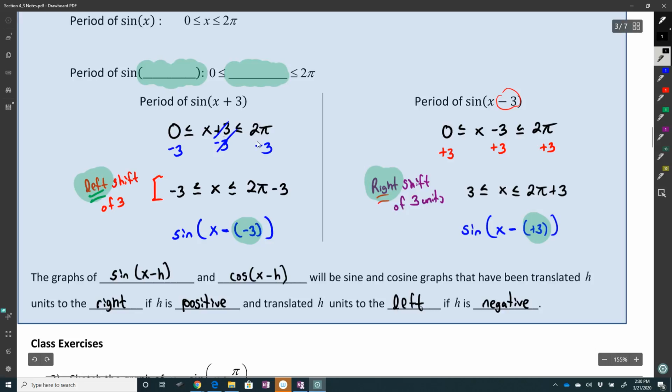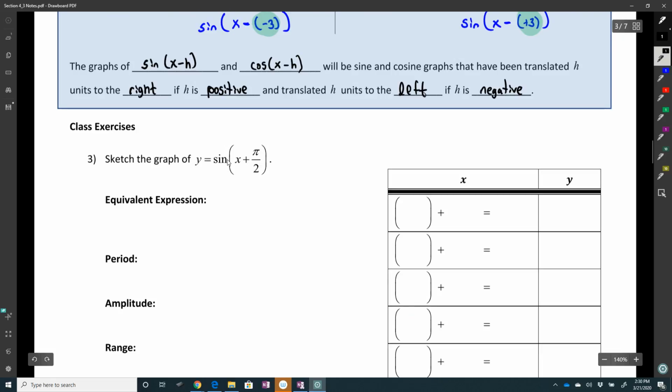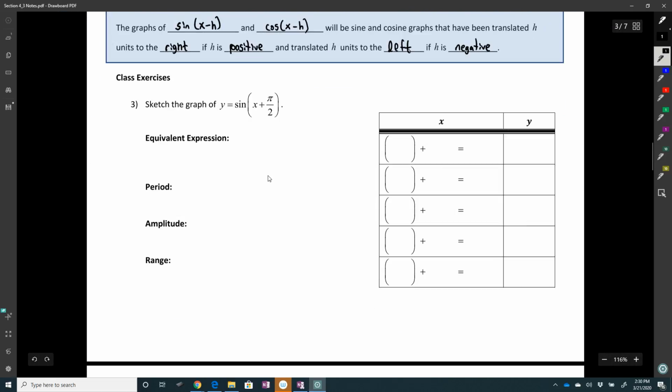All right, so let's do a class exercise. Sketch the graph of y equals sine of x plus pi over 2. So again, my equivalent expression here is sine of x minus, and then the pi over 2. Oh, sorry, I already messed that up. Negative pi over 2.